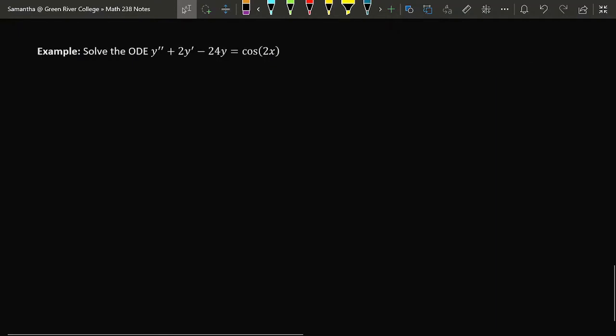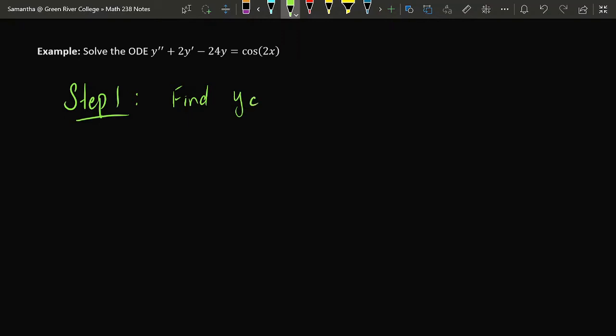So let's do another example. Let's solve the non-homogeneous differential equation y double prime plus 2y prime minus 24y equals cosine of 2x. In order to describe all the solutions to this differential equation, the first thing that I need to do is find the complementary function. So let's set the right-hand side equal to 0 and solve.